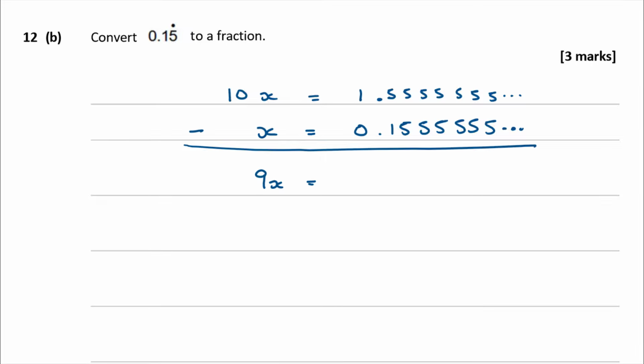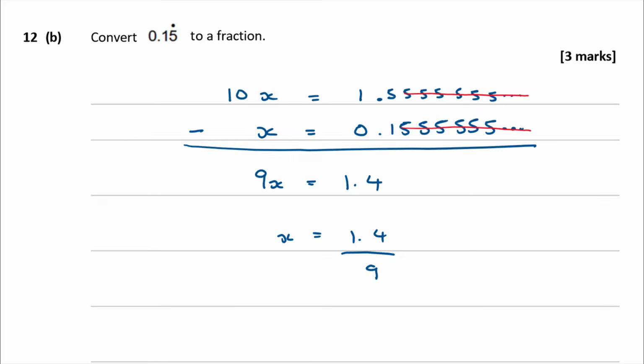So then if I subtract one from the other, 10x take away x, that's going to give me 9x. And you can see all these 5's down here, look, they're going to cancel with all of those. So it leaves me with 1.5 take away 0.1, and that's going to give me 1.4 after I do that subtraction. So I get 9x is 1.4, so x is going to be 1.4 over 9, which isn't quite a fraction, is it, because I've got a decimal point in it.